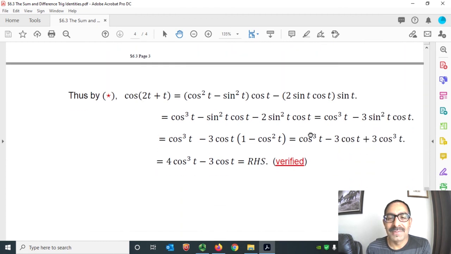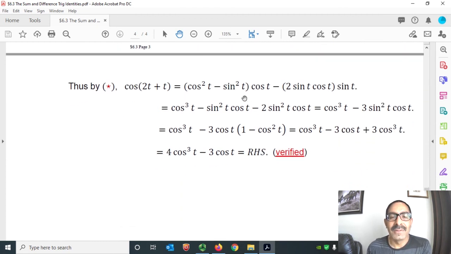Now let me scroll down. That's better. Now let's FOIL here. So cosine t times cosine square t is cosine cube t minus sine square t times cosine t is sine square t cosine t, minus as it is. Then send the sine t inside, so this becomes 2 times sine square t times cosine t. Now we can combine this second and third terms. So I copy the first term as it is, then minus, this is 3 times sine square t cosine t.